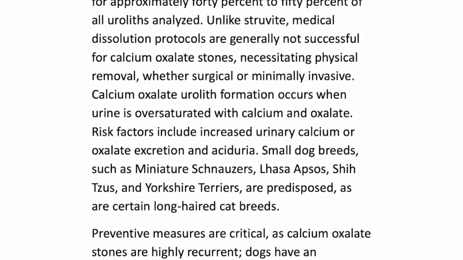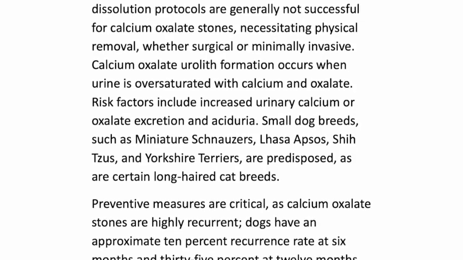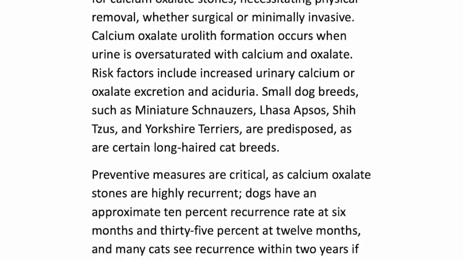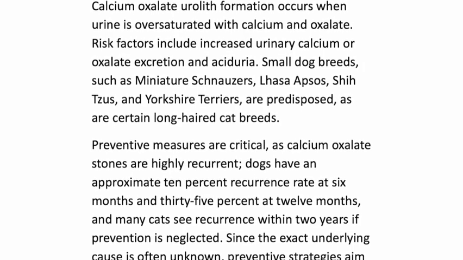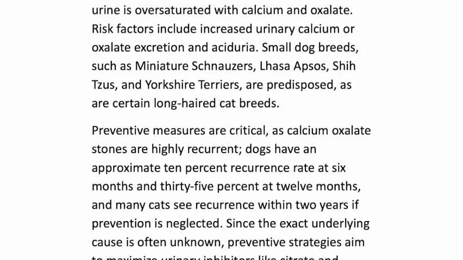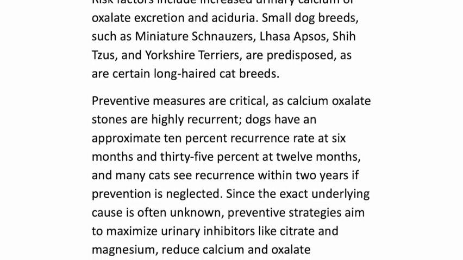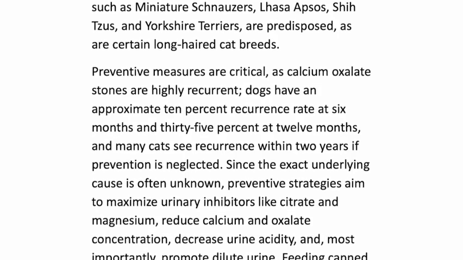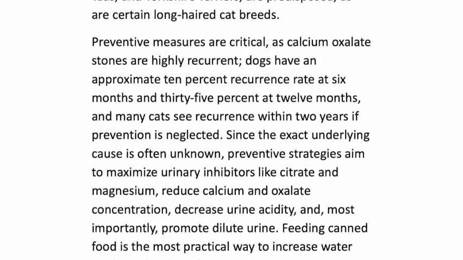Risk factors include increased urinary calcium or oxalate excretion and aciduria. Small dog breeds, such as miniature schnauzers, Lhasa Apsos, Shih Tzus, and Yorkshire Terriers, are predisposed, as are certain long-haired cat breeds. Preventive measures are critical, as calcium oxalate stones are highly recurrent. Dogs have an approximate 10% recurrence rate at 6 months and 35% at 12 months, and many cats see recurrence within 2 years if prevention is neglected.